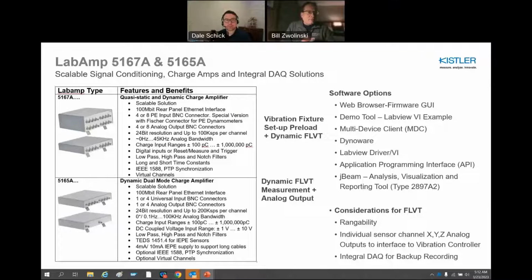Also on the front end, there are other charge amplifiers, and without going into great detail here, these are both very capable charge amplifiers, both quasi-static and dynamic, but also integrated data acquisition systems on top. So in some cases, it might be useful during a force limited test to have a backup data recording as well. So that certainly is an option with some charge amplifiers that are on the market.